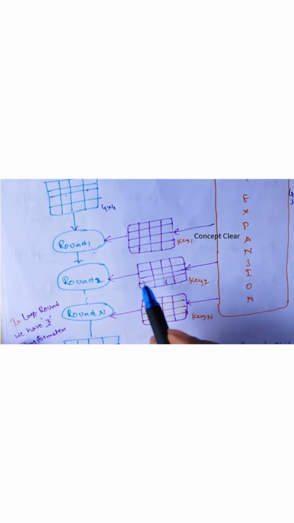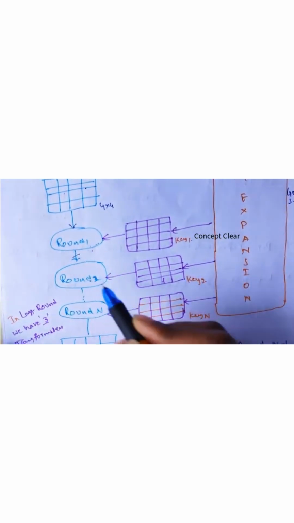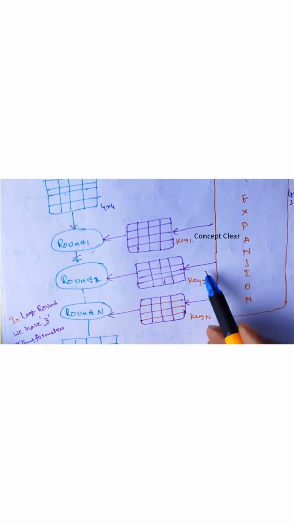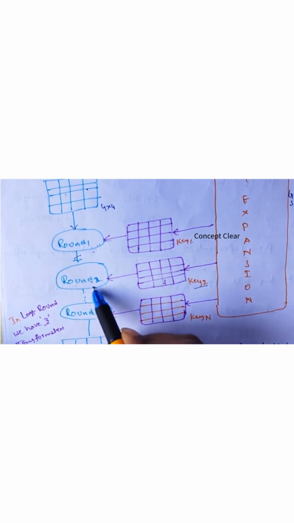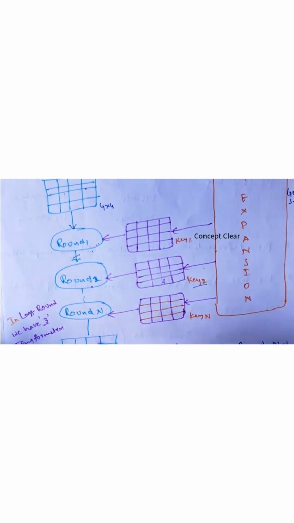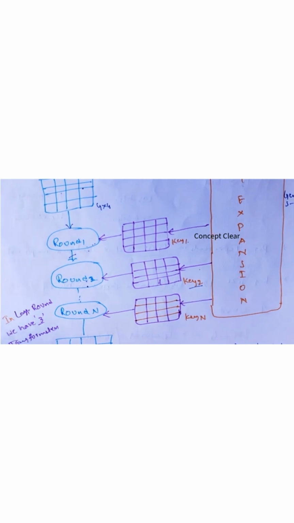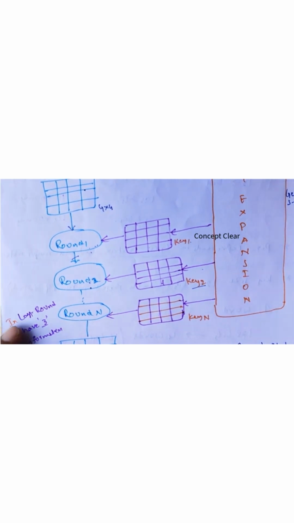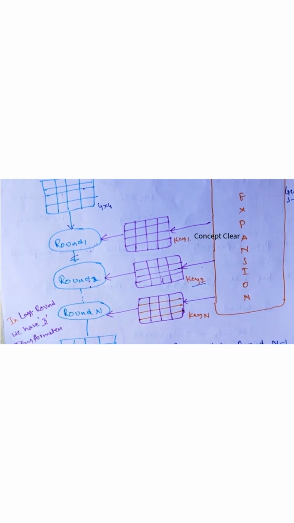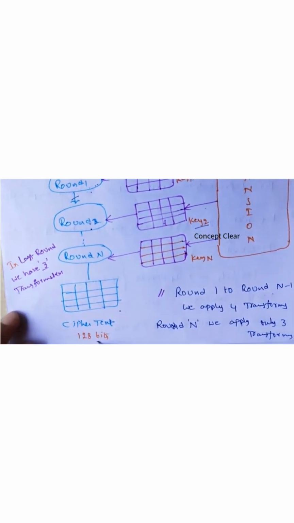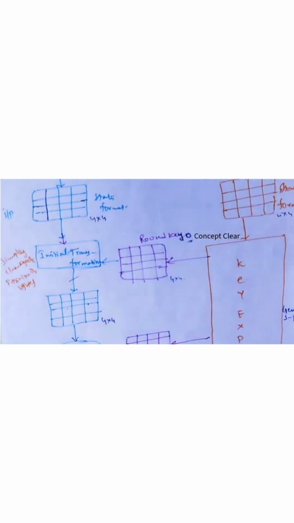After the round 1 operation, the result goes to the round 2 operation. Again the key expansion generates the second key, key 2, and with the help of key 2 we perform the round 2 operation, and so on. Based on the key size, several rounds of operation will be performed. At the end of the last round, we will get the cipher text. Okay, this is about the AES algorithm.